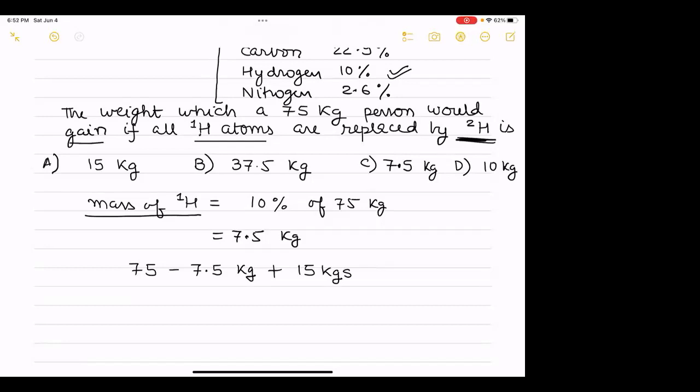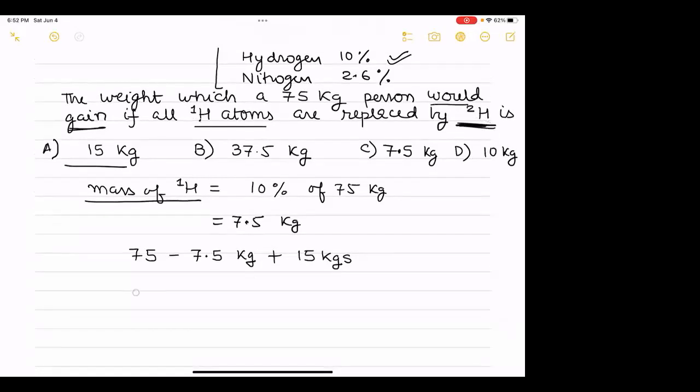What will be the gain in weight? Okay, the 7.5 kg has been replaced by 15. So that 15 is the amount of change. And how much gain will be there in the overall mass? Are you getting what the question is asking?